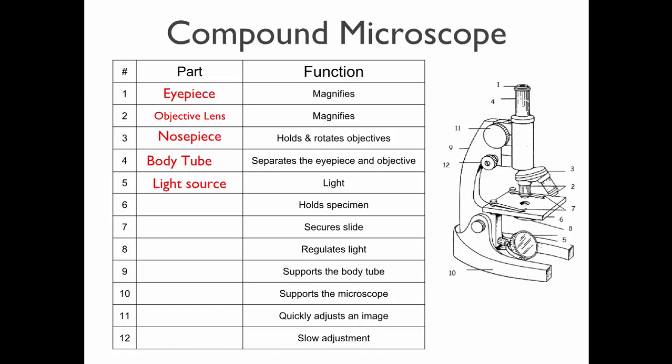The place you put your slide that you're going to view is called the stage. And then on most of our microscopes, there's these little clips that hold your slide in place. They're called stage clips. But I do have one microscope, a little bit nicer microscope, that has something a little different. And it's called the mechanical stage.